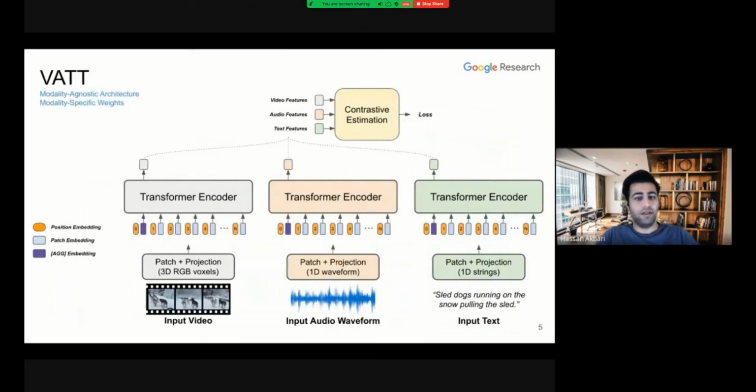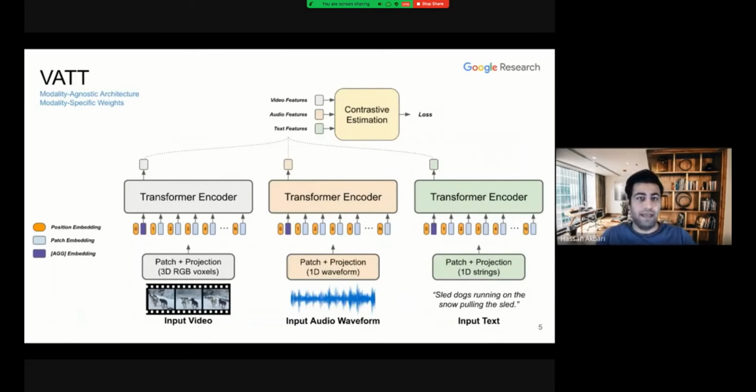We have raw video, waveform, and string text, and we have very minimal pre-processing and homogenization where we extract different patches and apply a linear projection on that information. For video, it is a 3D patch, which is a voxel. For audio it is a waveform patch, and for text it is a temporal patch. We encode the raw input into a sequence of vectors, and once we have a sequence of vectors, we use a transformer encoder to extract semantic features.